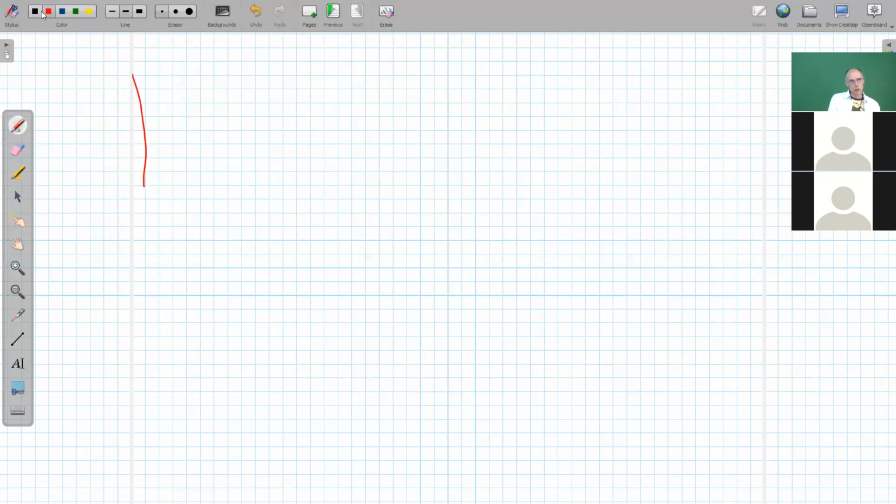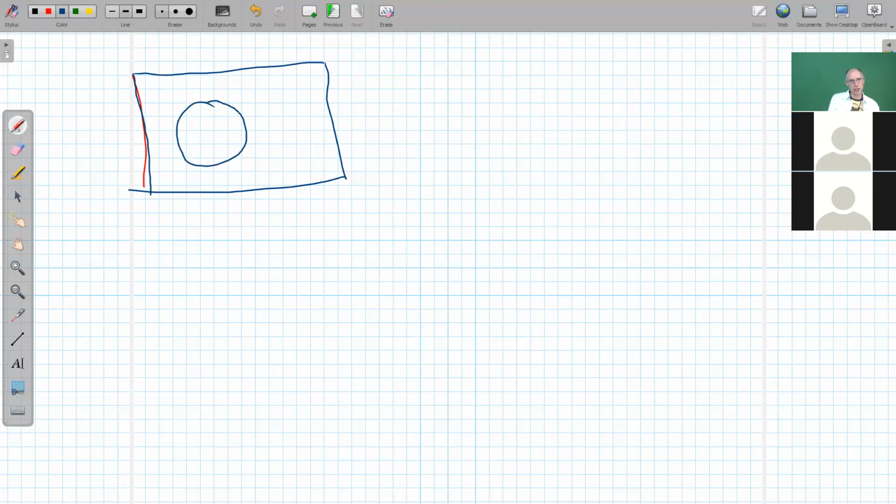Remember set theory where we drew these Venn diagrams? So this is my sample space here. And in my sample space, I had this event called even, and I had this other event called prime. Come on, Gary, draw it better. That's a little better. And this one was called prime. And my universe here is just the numbers on a 6-sided dice.